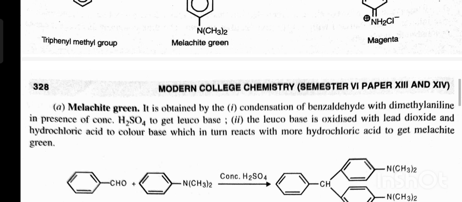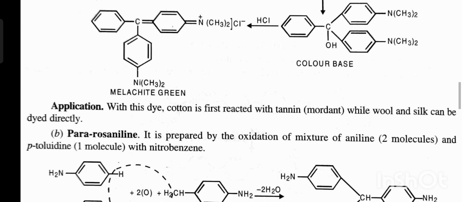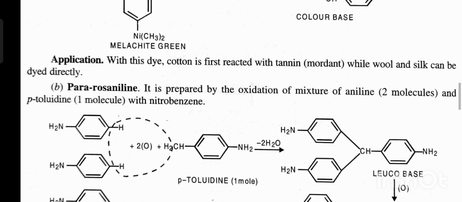A. Malachite green. It is obtained by first condensation of benzaldehyde and dimethyl aniline in the presence of concentrated H2SO4 to get leuco base. Second, the leuco base is oxidized with lead dioxide and HCl to color base, which in turn reacts with more hydrochloric acid to get malachite green. Application. With this dye, cotton is first treated with tannin, while wool and silk can be dyed directly.